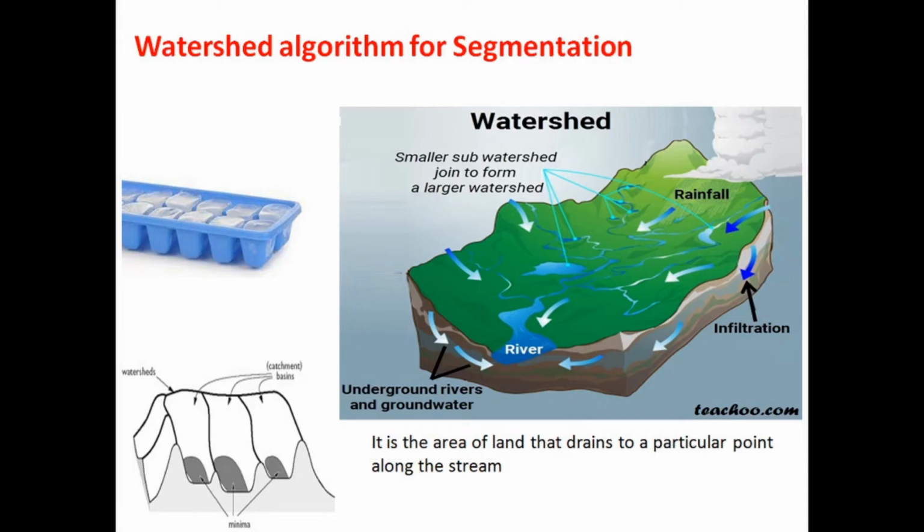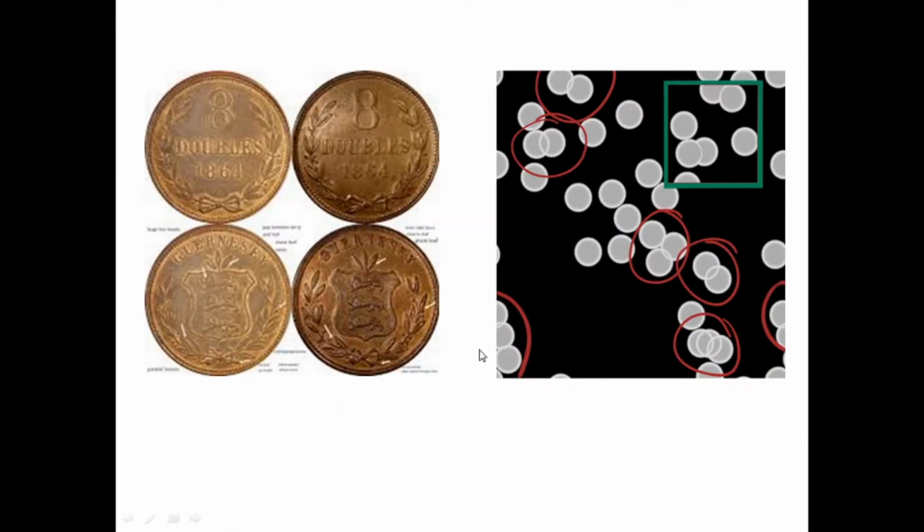One of the classic algorithms used for segmentation of objects in the image is the watershed algorithm. This watershed algorithm is especially used when the objects in an image are touching each other or overlapping with other objects in an image. The same thing here: the coins in the image are touching each other, and the coins here are overlapping.